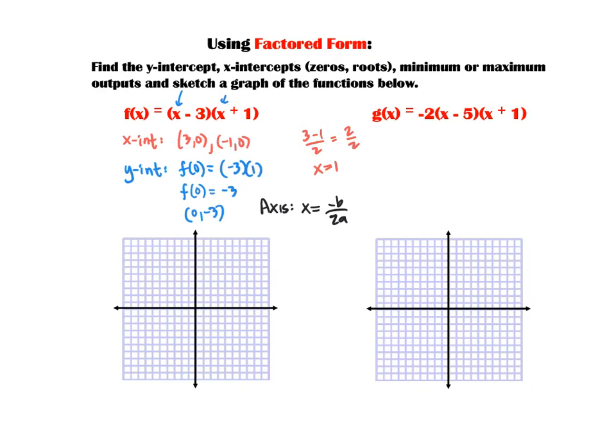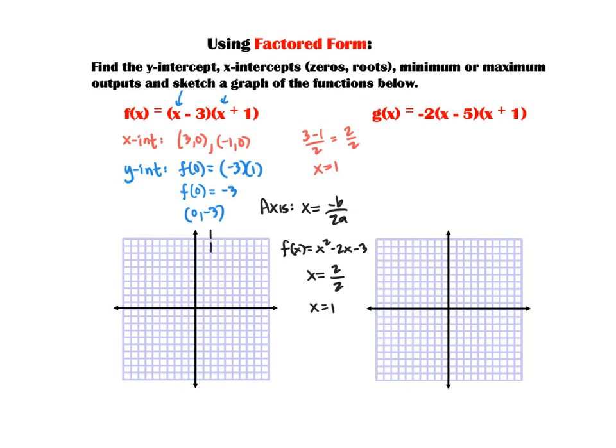Okay, I'm going to show you the other way now. If I were to put this into standard form, foiling it, I would get x squared minus 2x minus 3. So the axis of symmetry would be negative b, which would be 2, over 2a, which would be 2 times 1. So either way, I would get x equals 1. Totally up to you how you go about that.